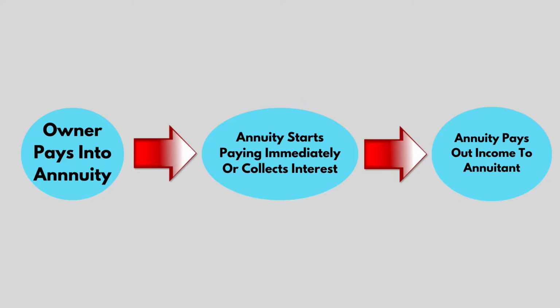So I'm going to put an image right here that just shows how there's an owner that owns the annuity who pays into it, and then there is the annuity. The money can either start paying right away to the annuitant, or it can accumulate more value and grow with interest. But eventually it does pay out to the annuitant where they receive a stream of income payments. Now, the pay-in period, the time where the owner is paying into the annuity what they call premiums, is called the accumulation period or the pay-in period.